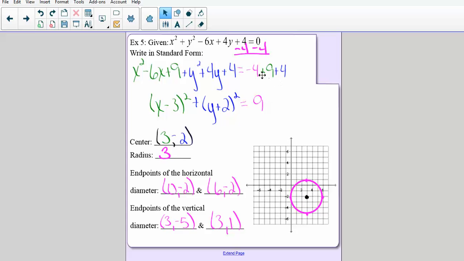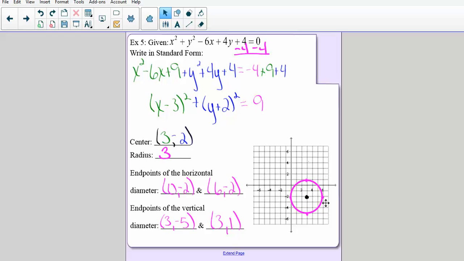goes in the second parentheses. Right side, -4 plus 9 plus 4 is just 9. So our center would be at +3, -2, because you have to change the signs, and then square root that 9 to get our radius, which is 3.